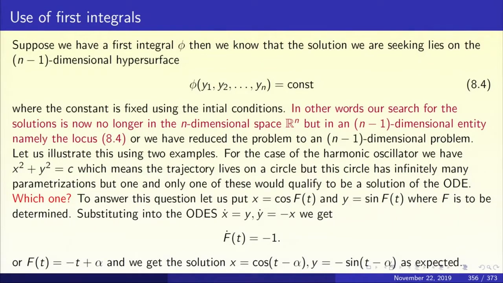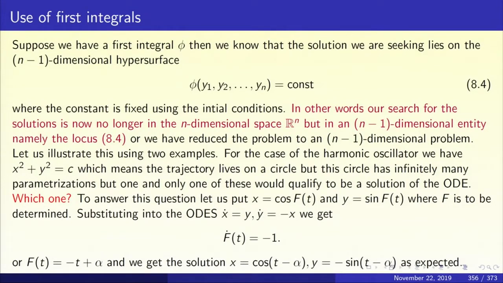Immediately that gives you f of t equal to alpha minus t. And so we have immediately found x equal to cosine of t minus alpha, y equal to minus sine of t minus alpha, as expected. These are the solutions of the harmonic oscillator.